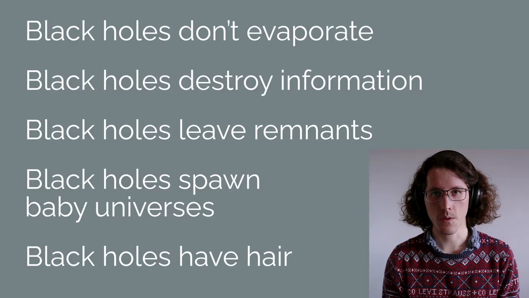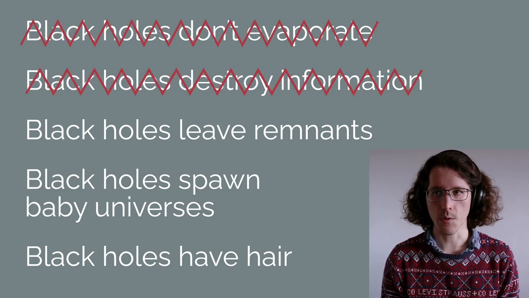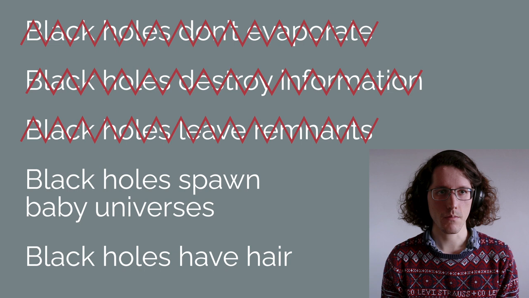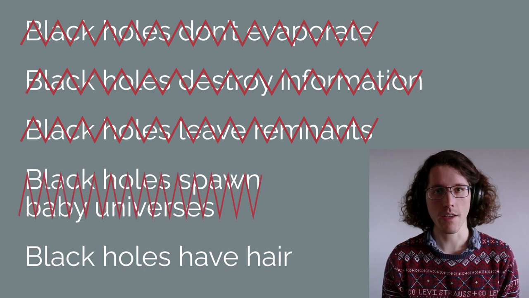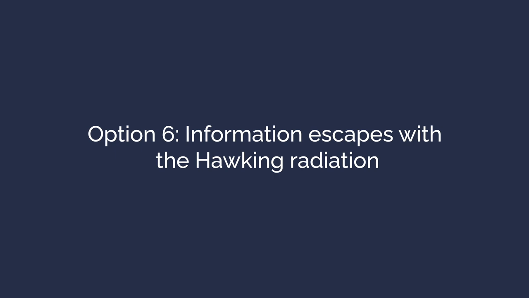Let's suppose that every option we've discussed isn't true. So, black holes evaporate, they don't destroy information, they don't leave remnants, they don't leave baby universes, and they don't have hair. So, if none of these are true, does this mean that we're out of ideas and that black holes really do destroy information? No, there is in fact still one possibility left standing. The information could be carried out by the Hawking radiation when the black hole evaporates.